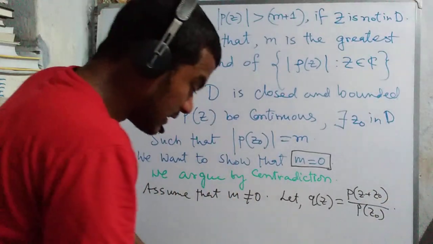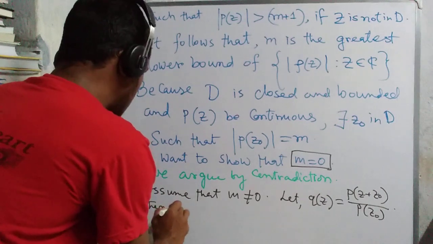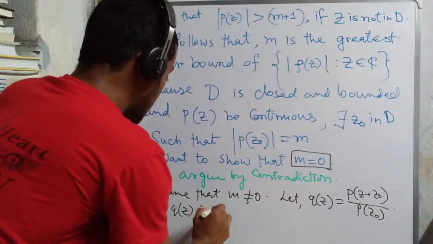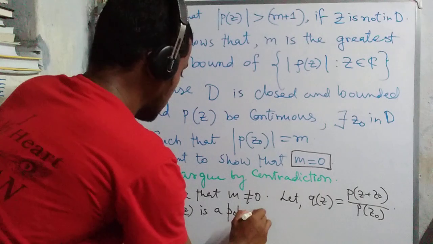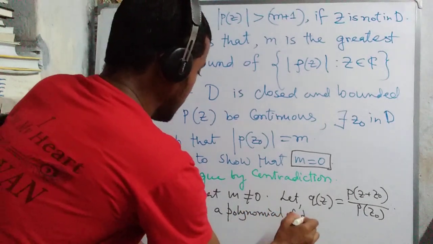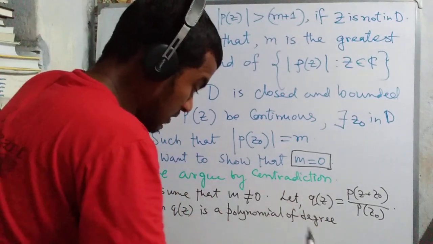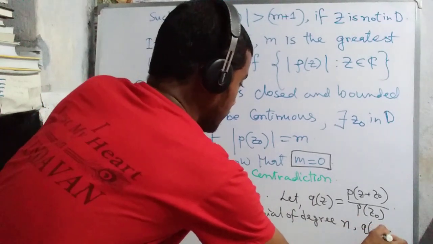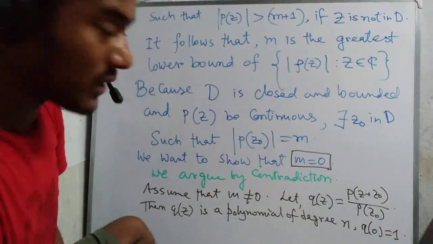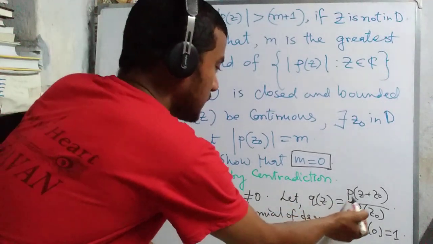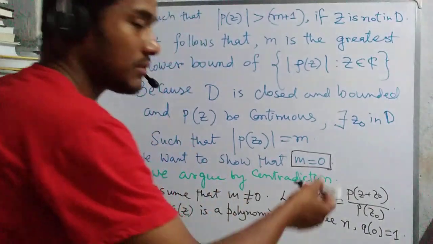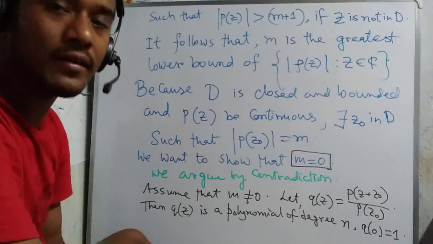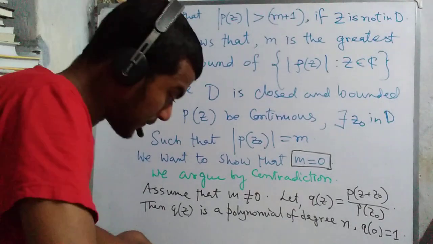Then what happened? Then Q(z) is a polynomial of degree n, and Q(0) equals 1. How is Q(0) equal to 1? This one is too easy. If we put 0, then P(z) minus P(0) divided by P(0) has the same numerator and denominator, and obviously this equals 1. So Q(0) equals 1.